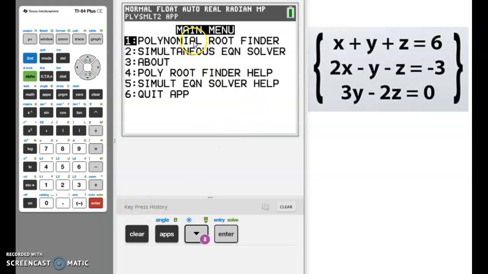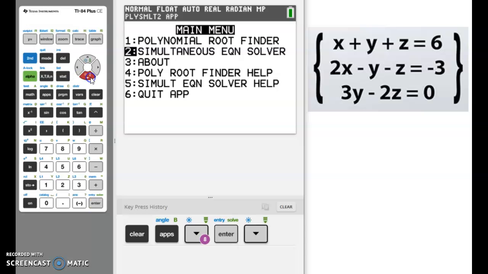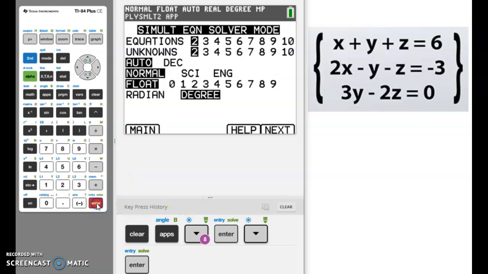In this app, there are several things it can do. The first thing that it can do is a polynomial root finder. It can solve a polynomial for you. Okay, very nice. The second thing down is what we're going to be using today, though, the simultaneous equation solver, or the system of equations solver. Okay, so we're going to go down to number 2 and push enter.